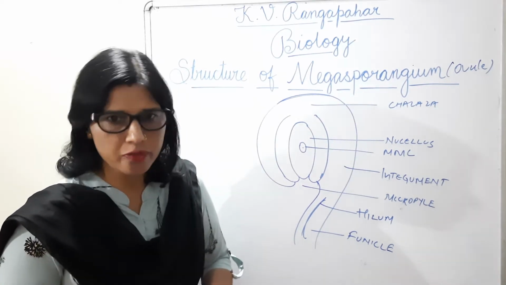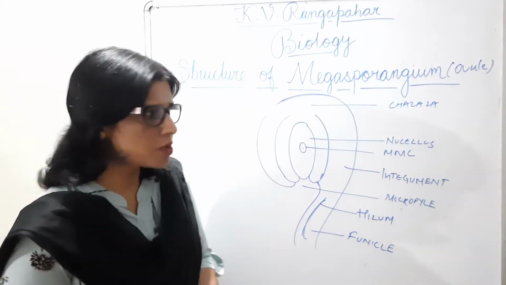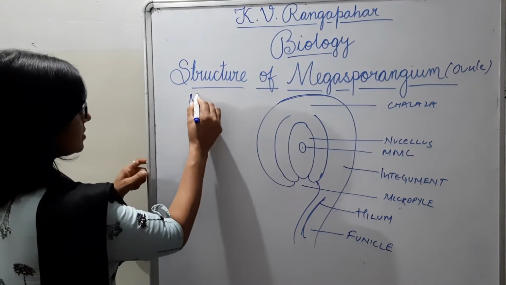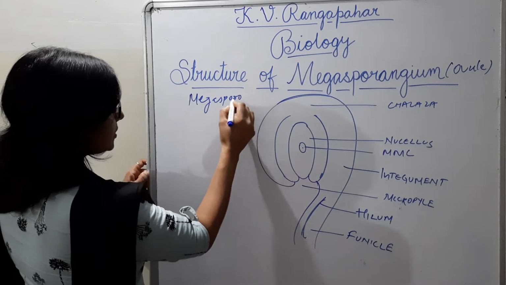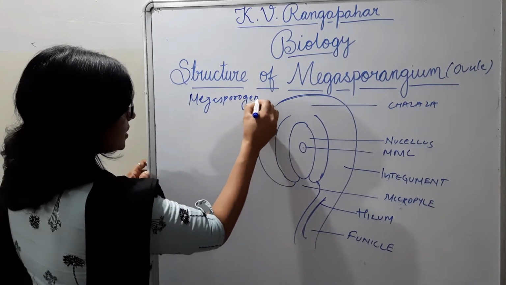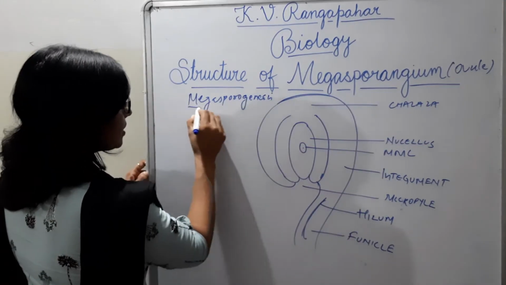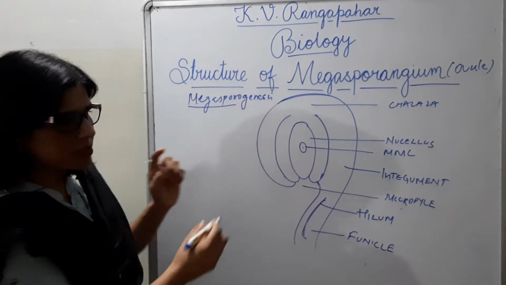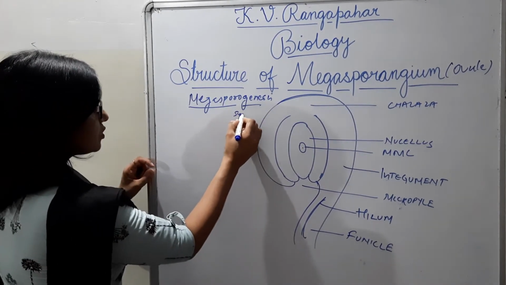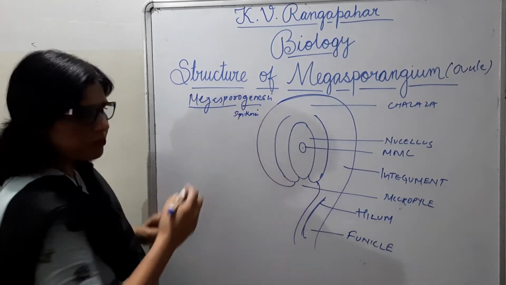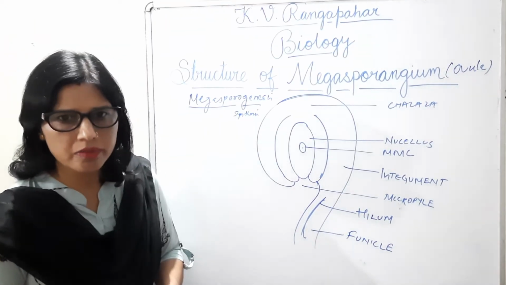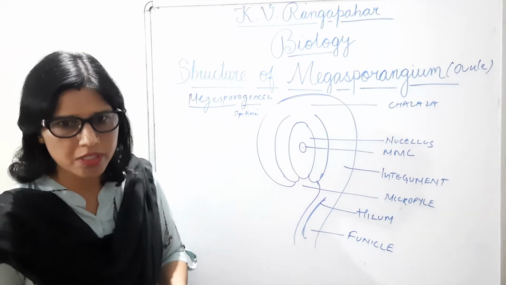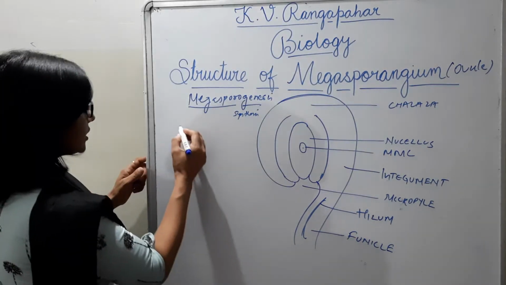The process of formation of megaspore is called megasporogenesis. So the meaning is from the term megasporogenesis: megaspore means megaspore and genesis means synthesis. So the process of formation of megaspore from megaspore mother cell by meiosis cell division is called megasporogenesis. So let's see how it takes place.